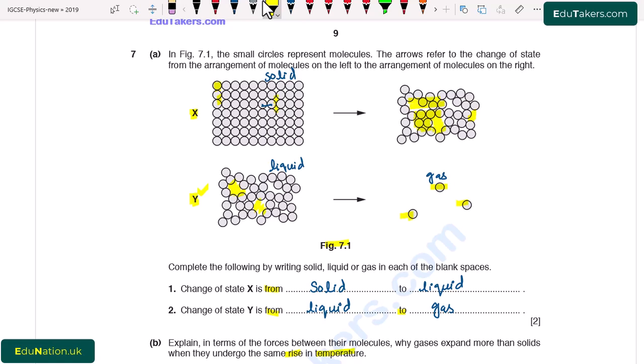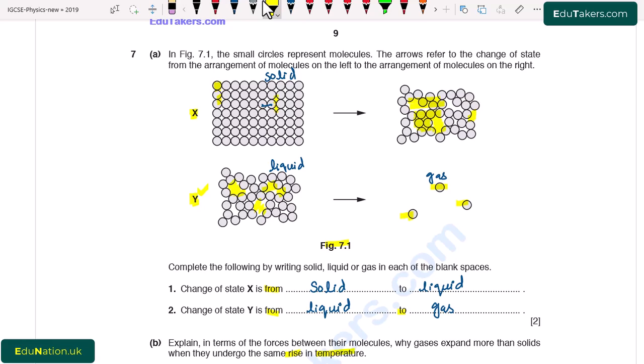When we see this system, the molecules are a small distance apart from each other. There is a small distance between these molecules, but this distance is larger as compared to solids, and there are stronger forces, but a smaller amount of forces as compared to solid.